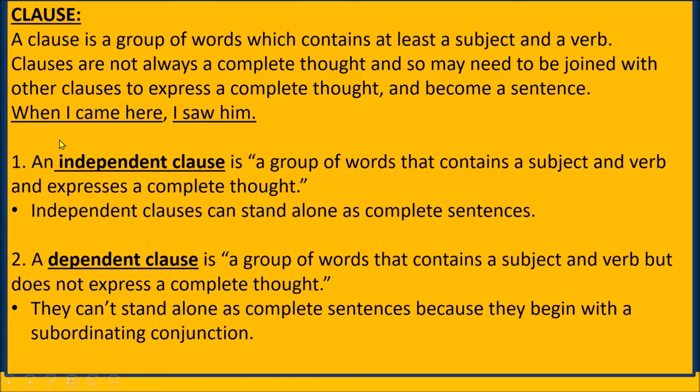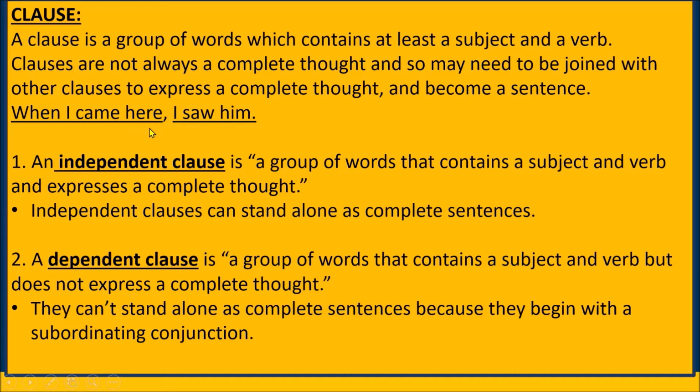For example, you can see here, when I came here, I saw him. Here you can see that these two parts are underlined. The first one is when I came here. This has a subject, I, and came, that is the verb. So subject and verb both are here. Apart from that, other words are also there, and it has a sense or meaning. And the second one is I saw him. That is also a complete idea or thought, but here you can see that two clauses are joined together to complete a sense, or you can say complete a sentence.